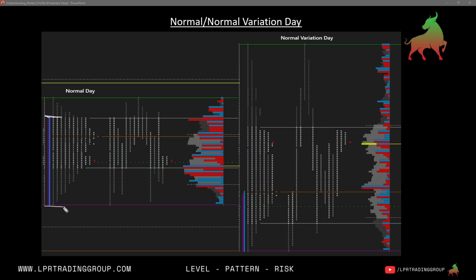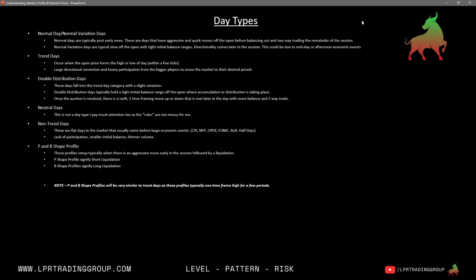Normal day is a little bit larger initial balance range, and we sort of do the same thing. We chop back and forth. This example could be more of a trend reversal type day, but this is why I kind of stay away from normal variation type days in my everyday trading.